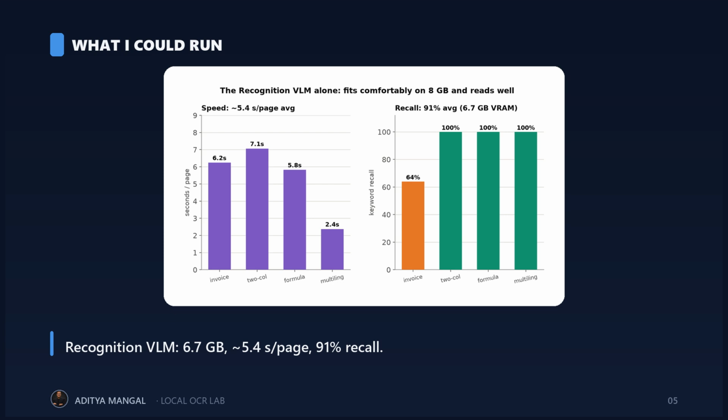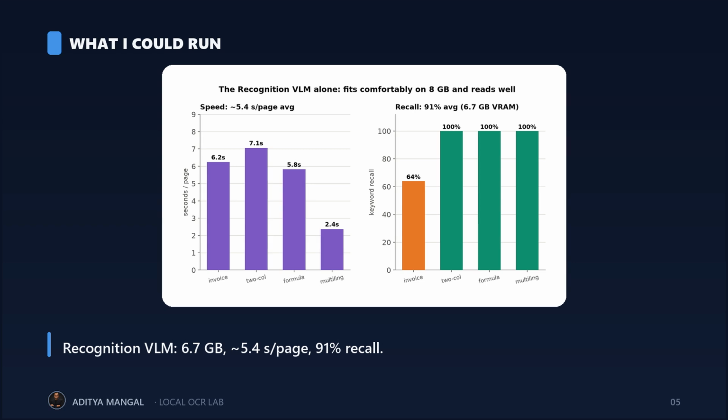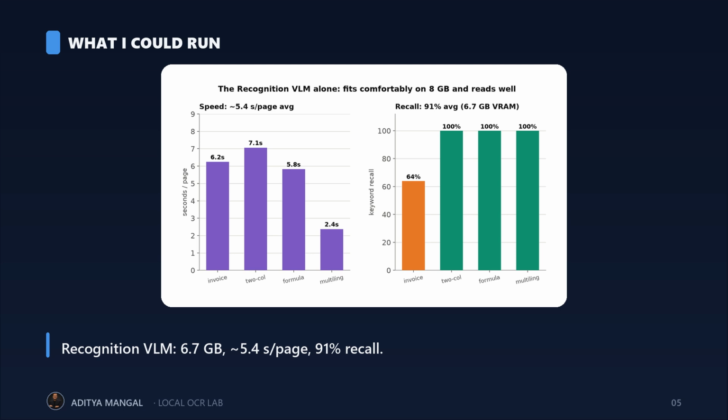Start with the win because it's real. MonkeyOCR's recognition stage, the model that actually reads text, is under the hood a Qwen 2.5 VL based 1.9 billion parameter model. That's a standard architecture transformers can load, so I loaded it directly and pointed it at my four documents. It ran cleanly. 6.7 gigs of VRAM, about 5.4 seconds a page, and 91% keyword recall. As a recognition engine, it's genuinely strong and sits comfortably within 8 gigs. If all you want is a good OCR model that reads a page, this delivers.